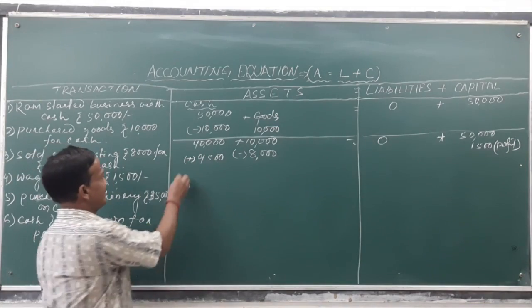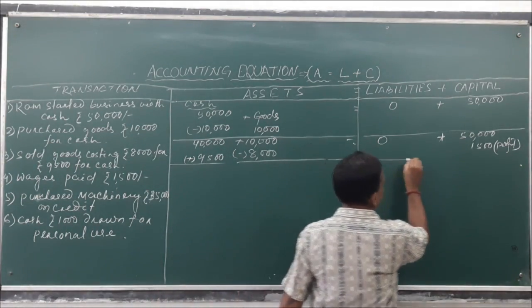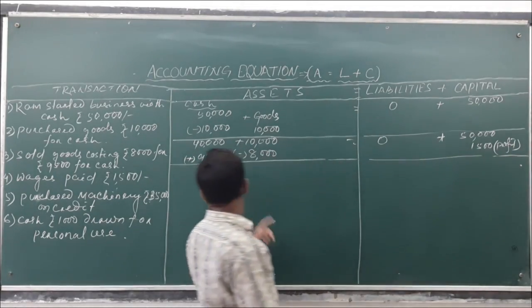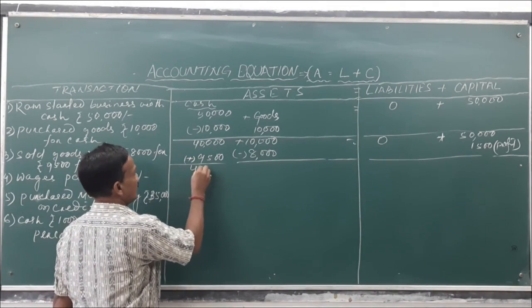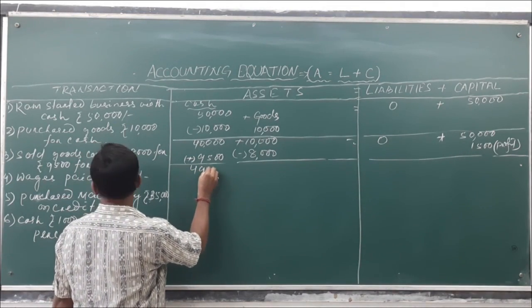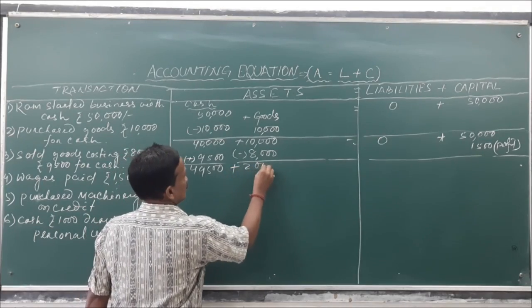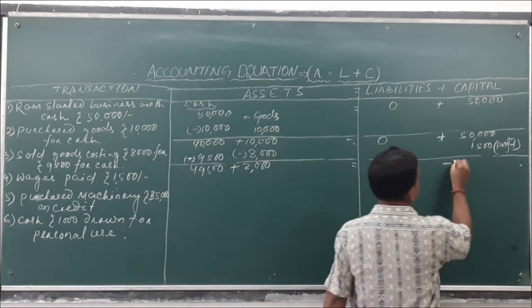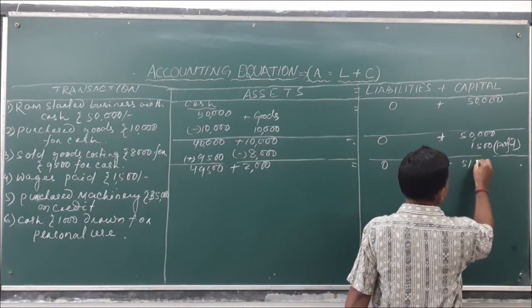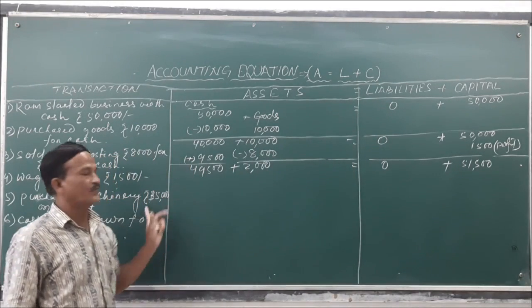So after this transaction, the accounting equation is like this: 40,000 plus 9,500, 49,500 cash, plus 2,000 goods, equals liability 0, and capital 51,500. So this includes the profit.